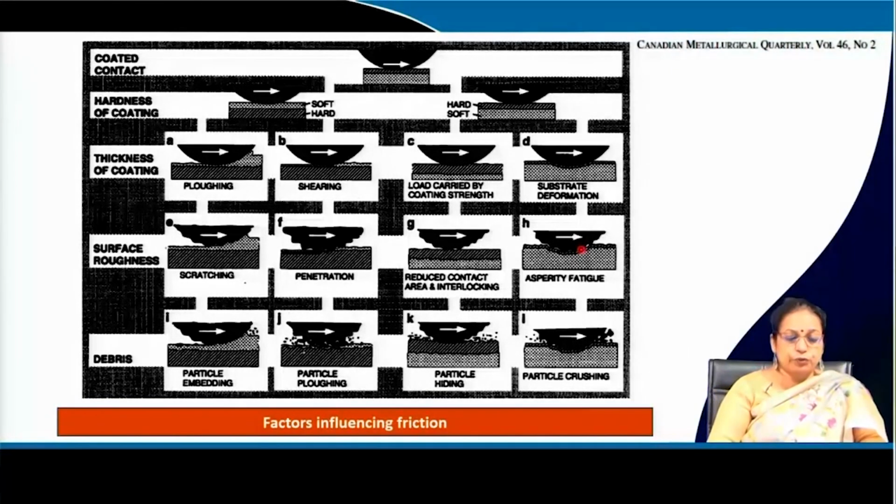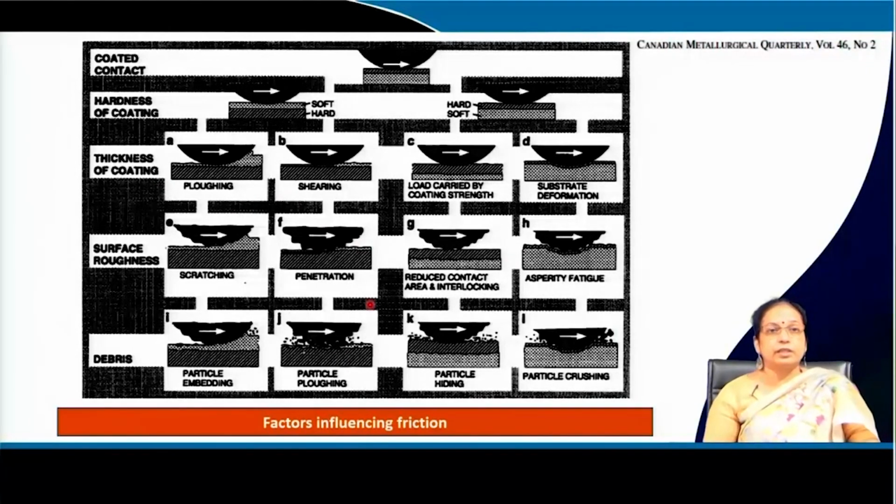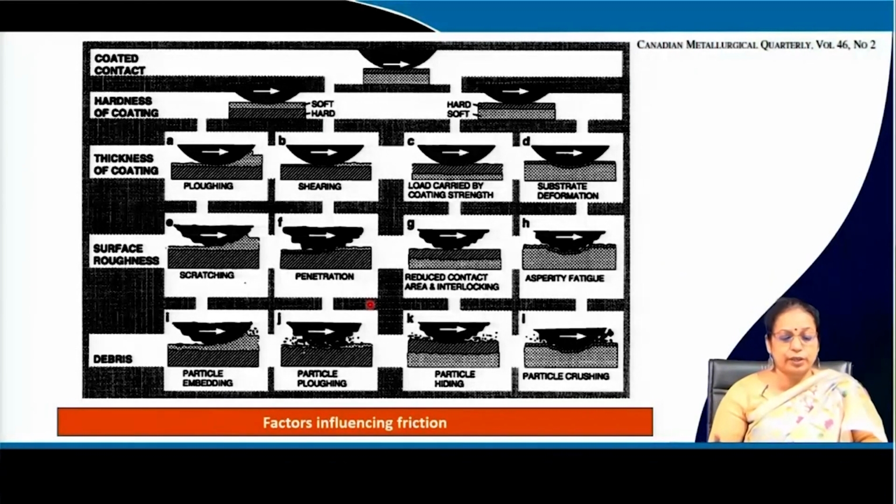If you talk about the coefficient of friction, naturally it is not only a parameter dependent on the composition; it also depends on the hardness of the coating, thickness of the coating, surface roughness, and debris. Many parameters determine the coefficient of friction, or you can say the rate of wear, because the rate of wear, or the wear volume which is lost, is also dependent on the coefficient of friction.